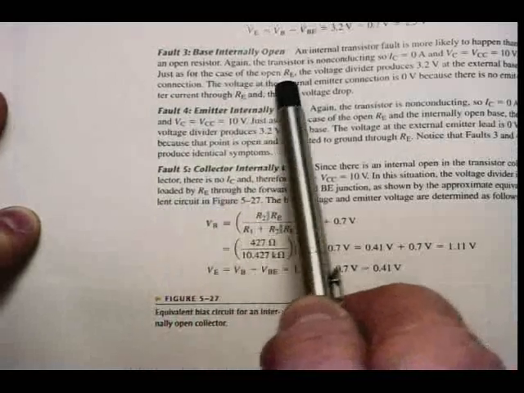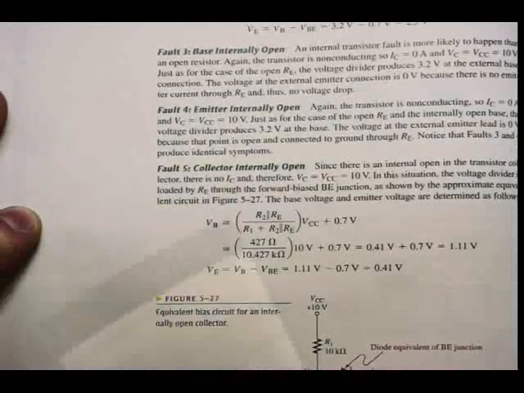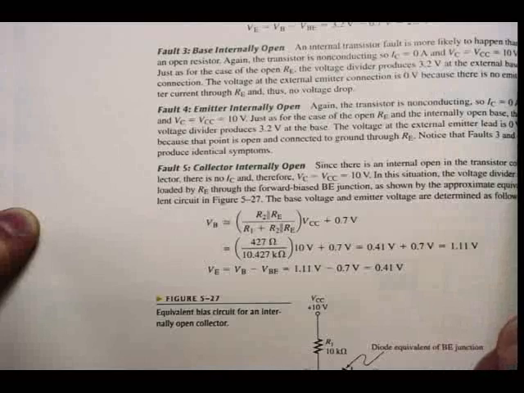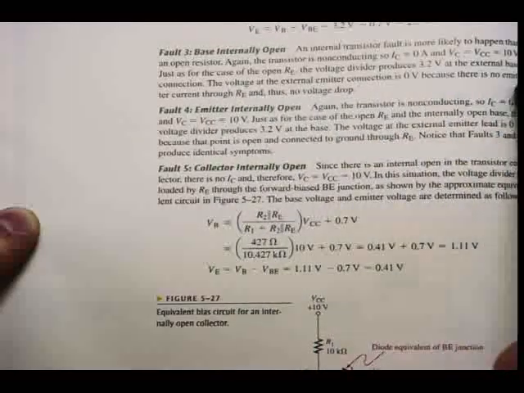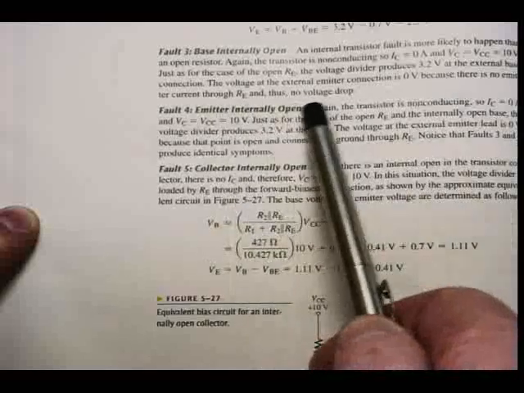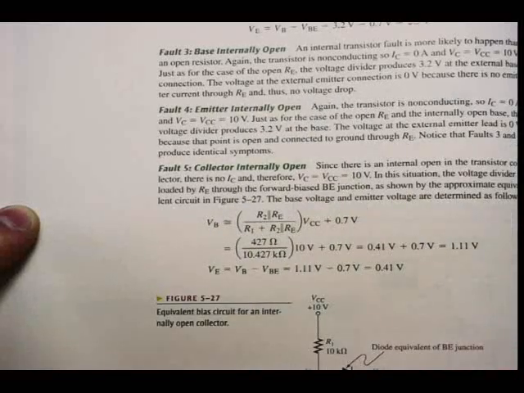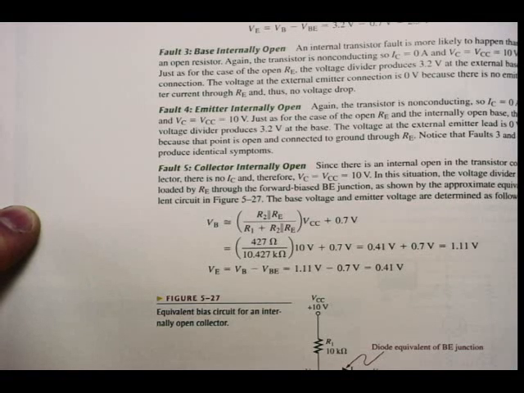Just for the case as for the open RE, the voltage divider produces 3,2 volts as the external base connection. The voltage at the external emitter connection is 0 because there is no emitter current through RE and thus no voltage drop. Alright, so you have to be familiar with how the circuit works and what you expect to measure to be able to diagnose what the problem might be.